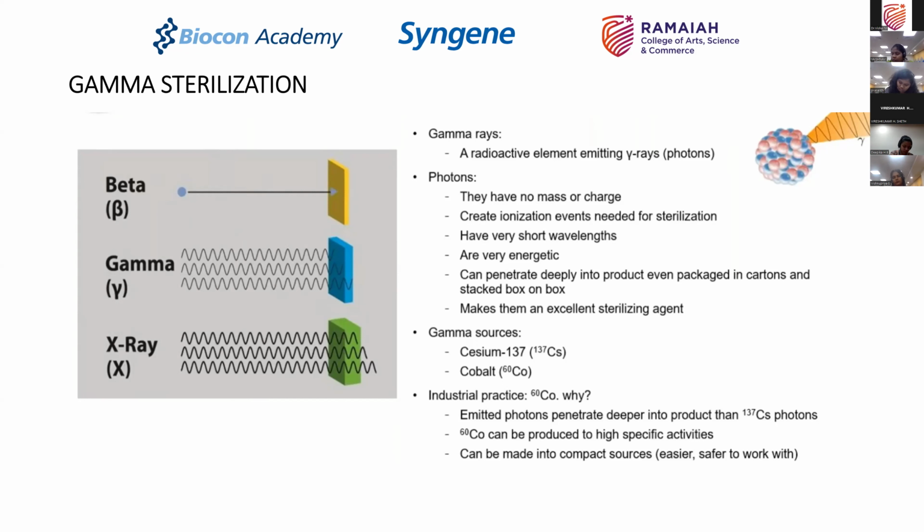So cesium photons versus cobalt 60, cobalt 60 has a higher penetration level, and therefore it is used and also can be made into compact sources, easier and safe to work with. So it is easier to work with cobalt 60 as compared to cesium 137, and therefore the maximum literature, maximum work you will find is around cobalt 60.